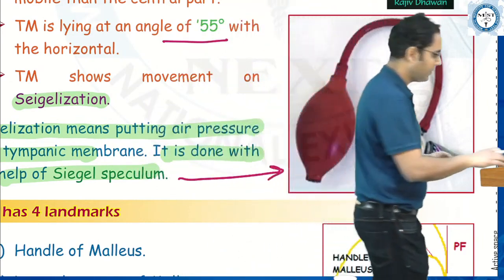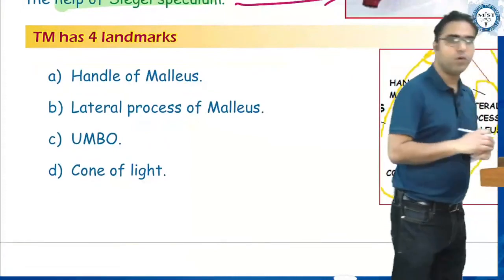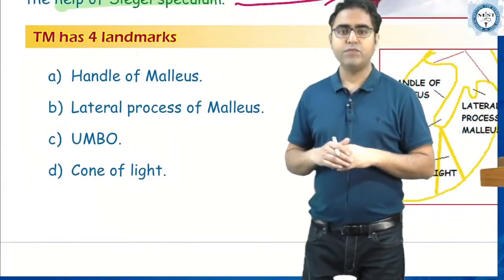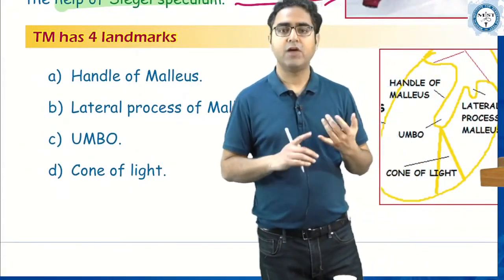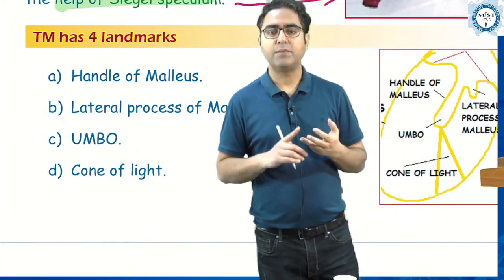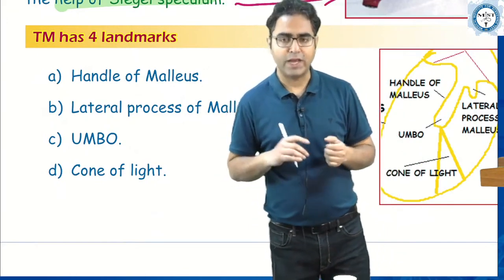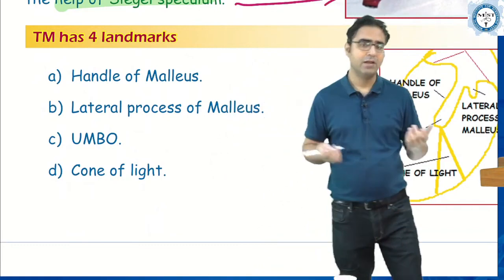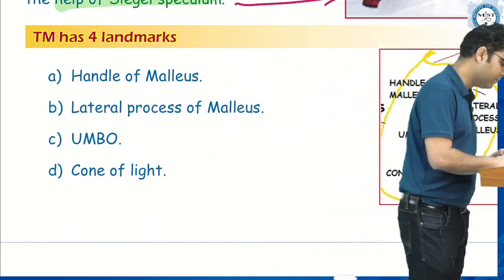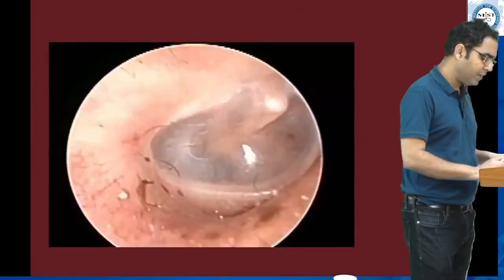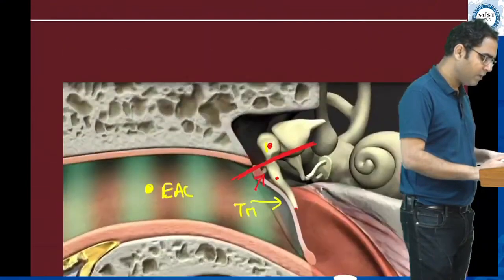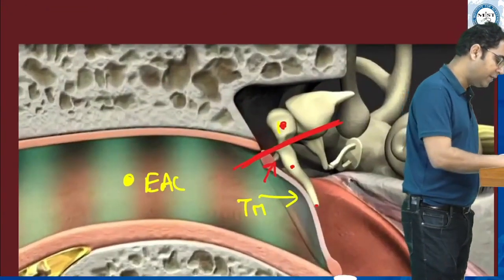Beta, now the TM has 4 landmarks. What are the 4 landmarks? Handle of malleus, lateral process of malleus, umbo, and cone of light. Why are there landmarks, beta? Look at the screen, everyone. Guys, can you see what lies behind the tympanic membrane?